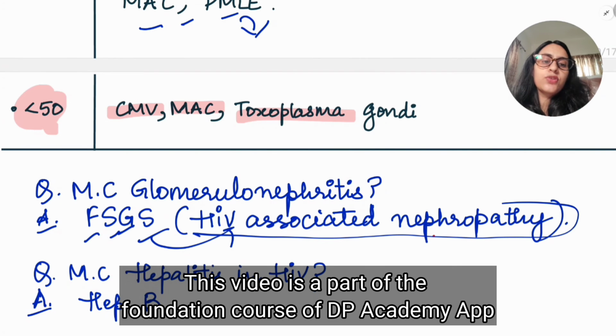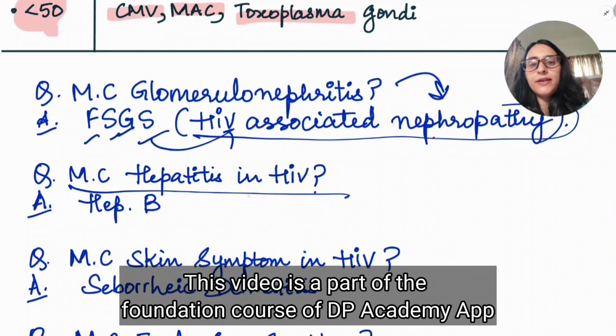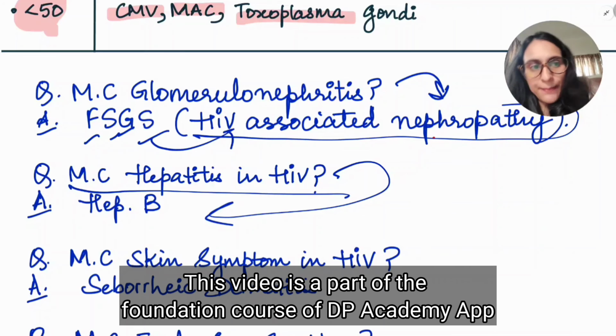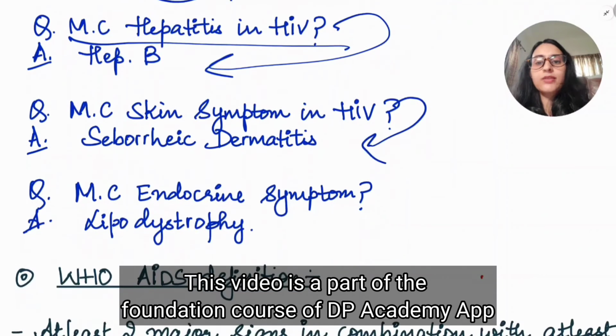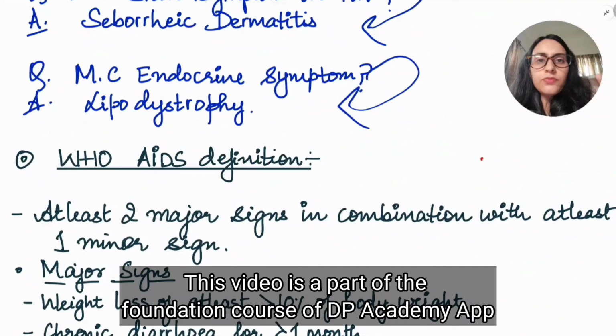If they ask most common glomerulonephritis in the HIV, it is focal segmental glomerulosclerosis, which is also known as HIV associated nephropathy, since it is a glomerulonephritis that is associated with the HIV patient. Most common hepatitis in the HIV is hepatitis B. Most common skin symptom in the HIV is seborrheic dermatitis, and most common endocrine symptom is lipodystrophy.